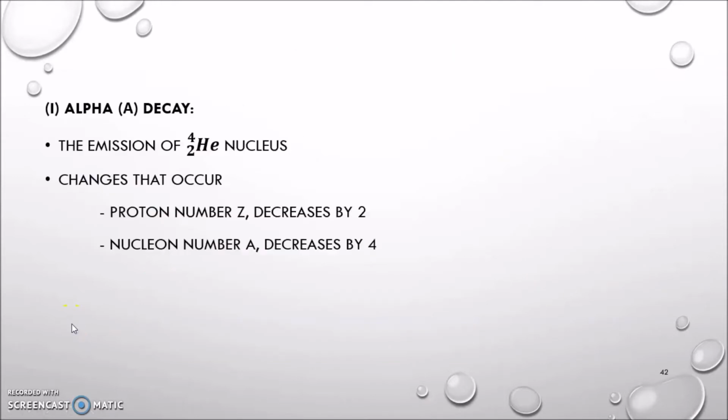Now let's look at the alpha decay. It is the emission of helium-4 nucleus. During the spontaneous decay that will emit alpha particle, the changes that occur are the proton number will decrease by 2 while the nucleon number will decrease by 4. Let's say we have element X and then it undergoes spontaneous decay to form a new element X, alpha particle or helium, plus with energy released during the process.